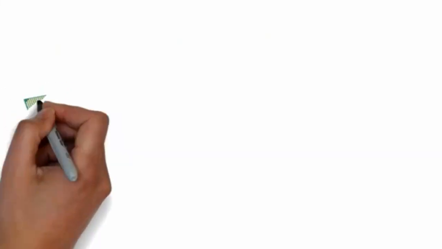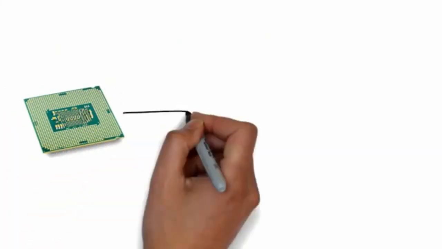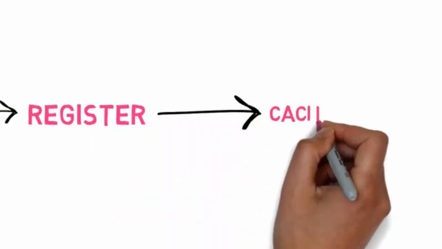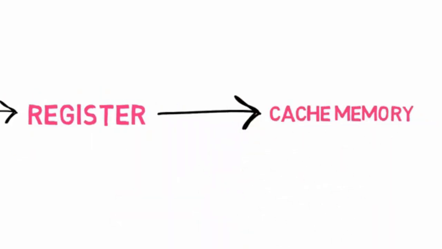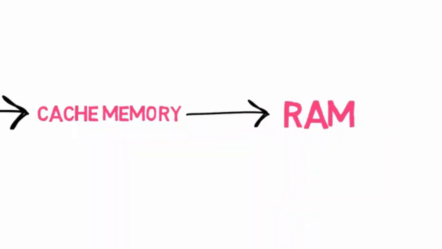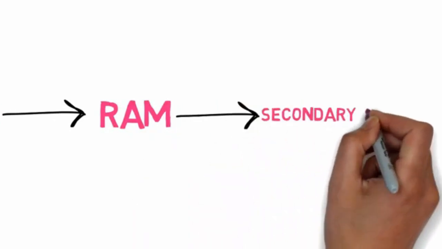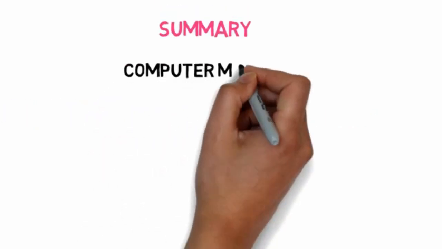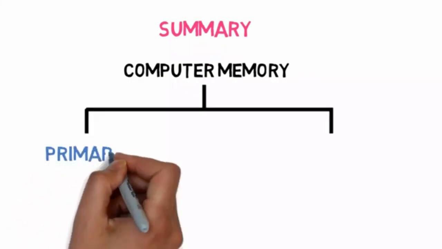So let's summarize all of this. The CPU first looks for required data or instructions in its registers. Then it looks in cache memory like level 1, level 2, level 3 cache memory, whichever are available. If it doesn't find the information there, then it looks in the main memory or RAM. And if it's not there, then the system input-output channel copies data from secondary memory into primary memory for further use.